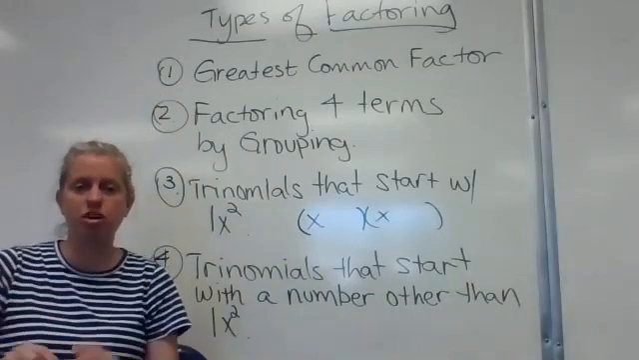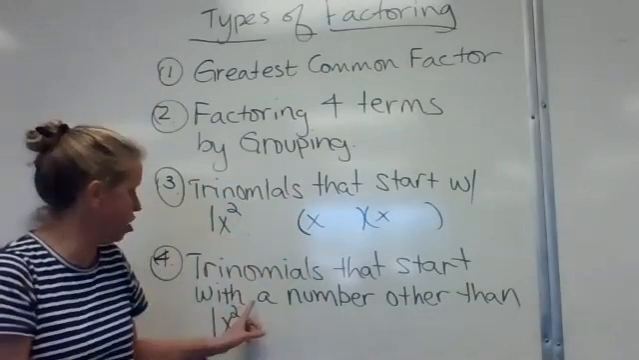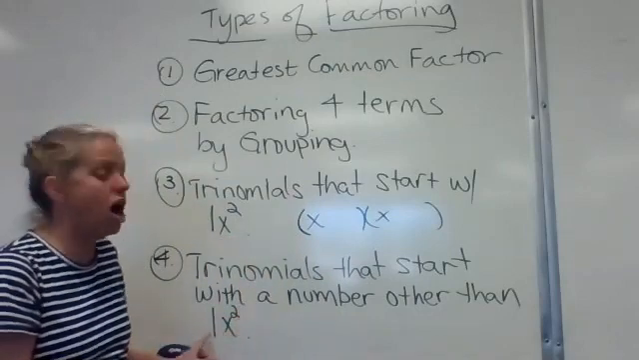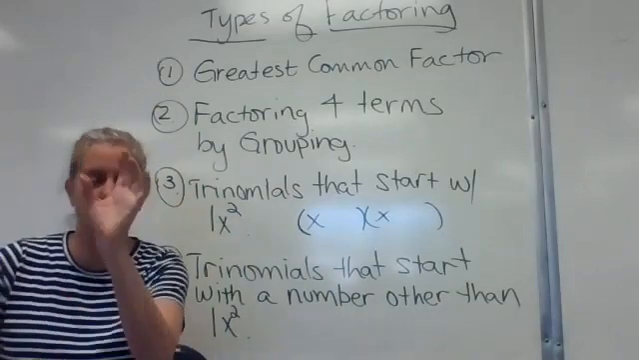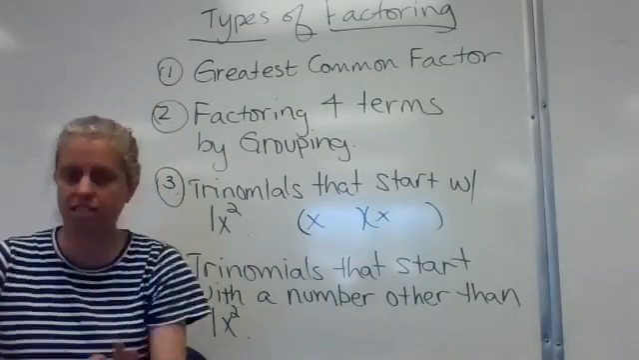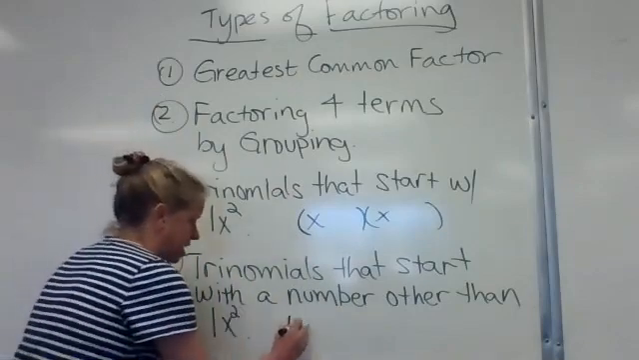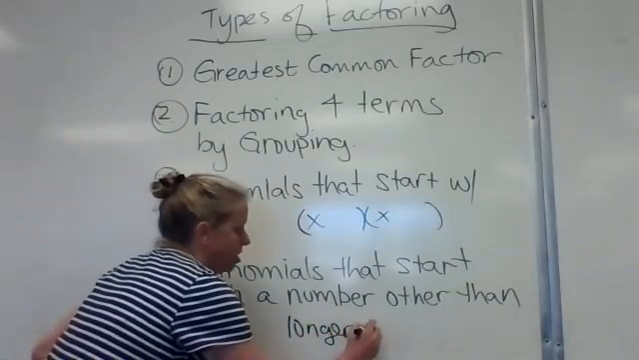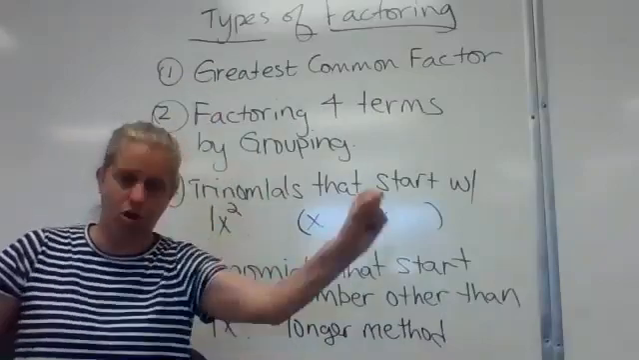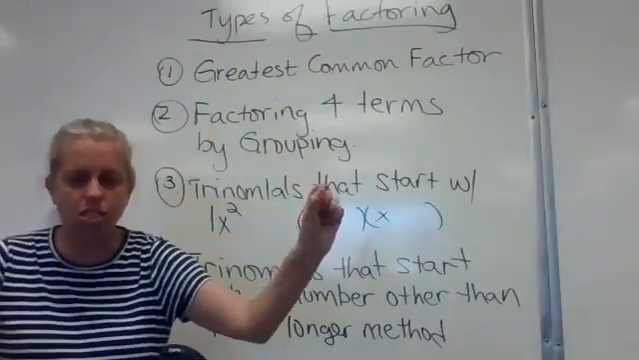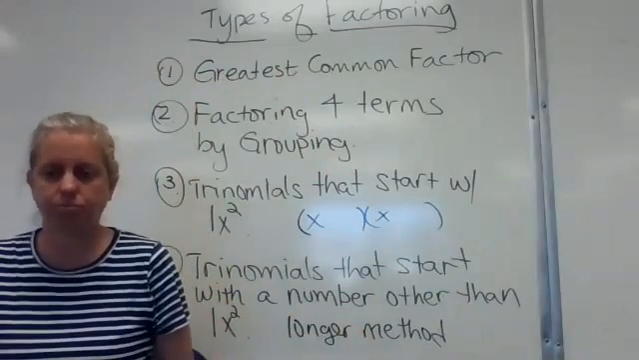The other trinomials, which we've been doing all day today and Thursday, were the trinomials that started with a number other than 1 x squared. Any other number, whether it was 2x squared, 5x squared, 6x squared. That's what tells you that it's the longer method, where you have to do exactly what we've been doing all day, which starts off by multiplying your outside numbers, making your t-chart. That's that kind of trinomial.